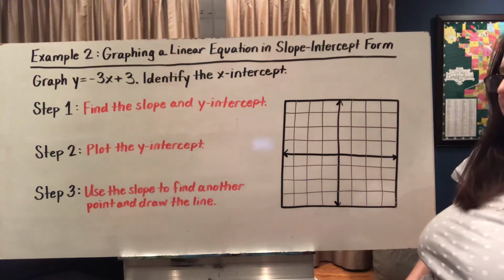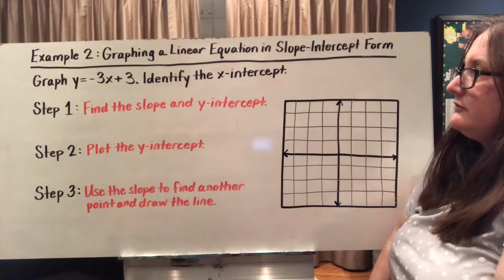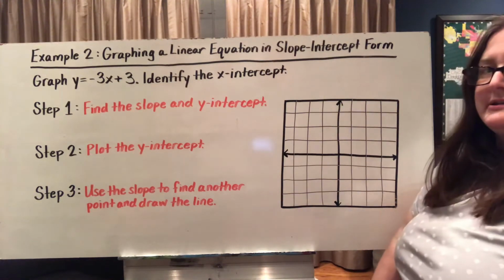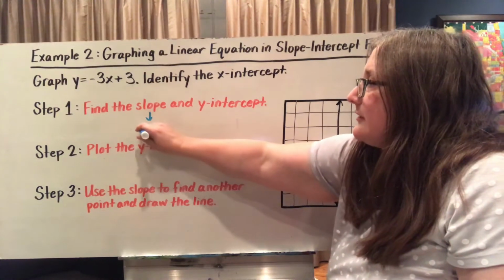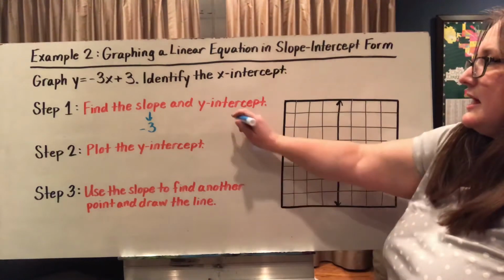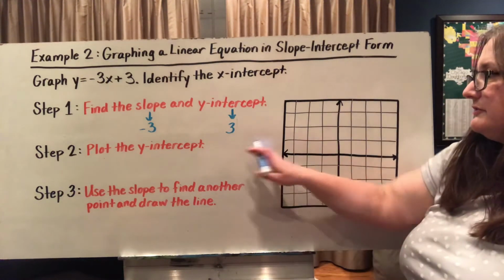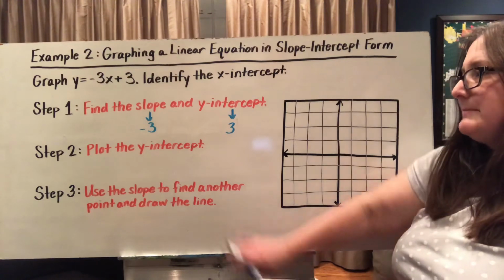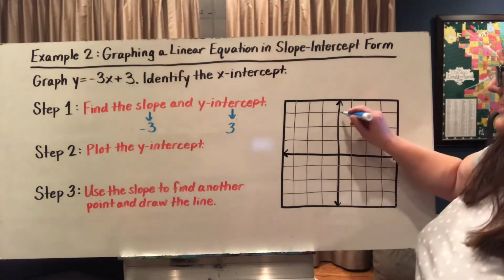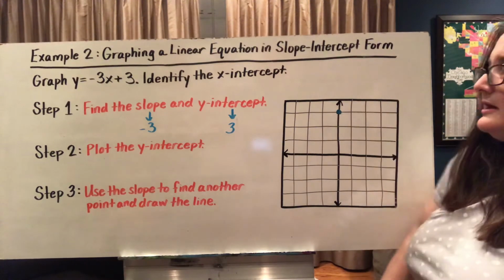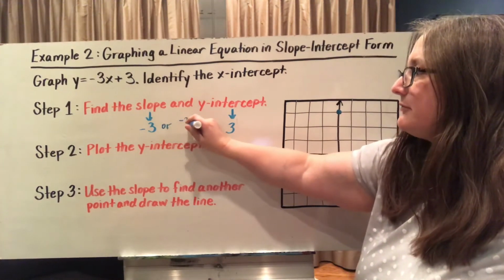Let's try graphing a linear equation from its equation. So here I have y equals negative 3x plus 3. So the first thing I'm going to do is identify the slope and the y-intercept. So the slope here is negative 3. That's my number I'm multiplying by x. And my y-intercept is 3. So in order to figure out what this equation looks like on the graph, I'm going to start by plotting the y-intercept. So I'm going to go to the y-axis and find positive 3. It's right up here.